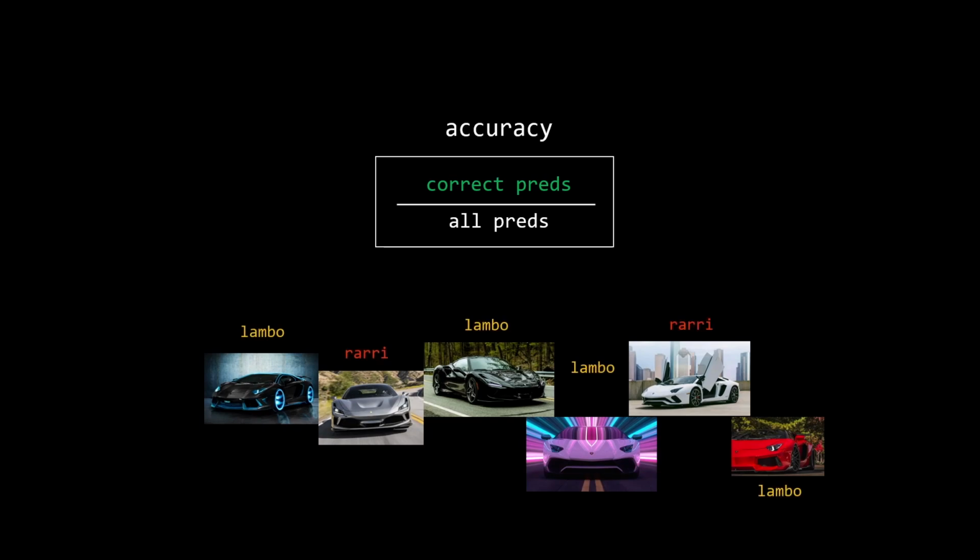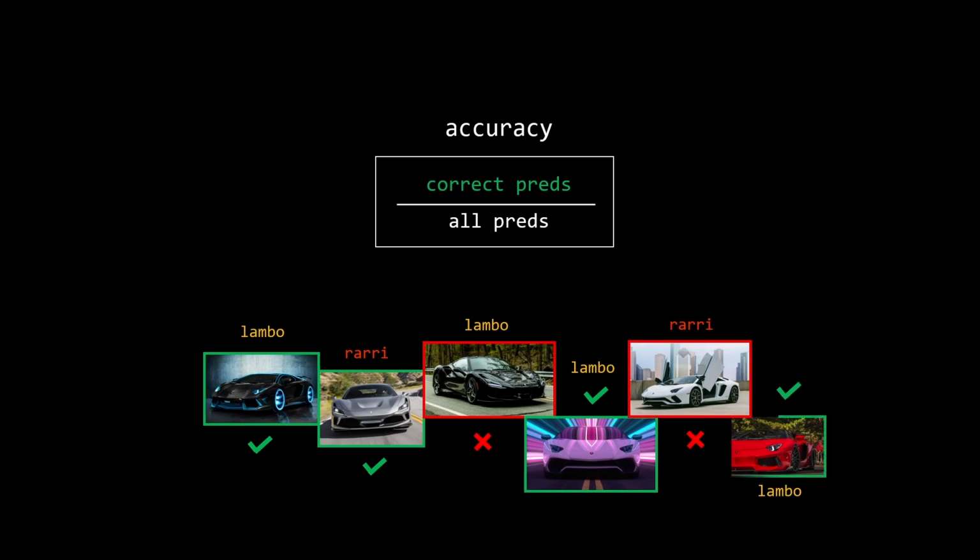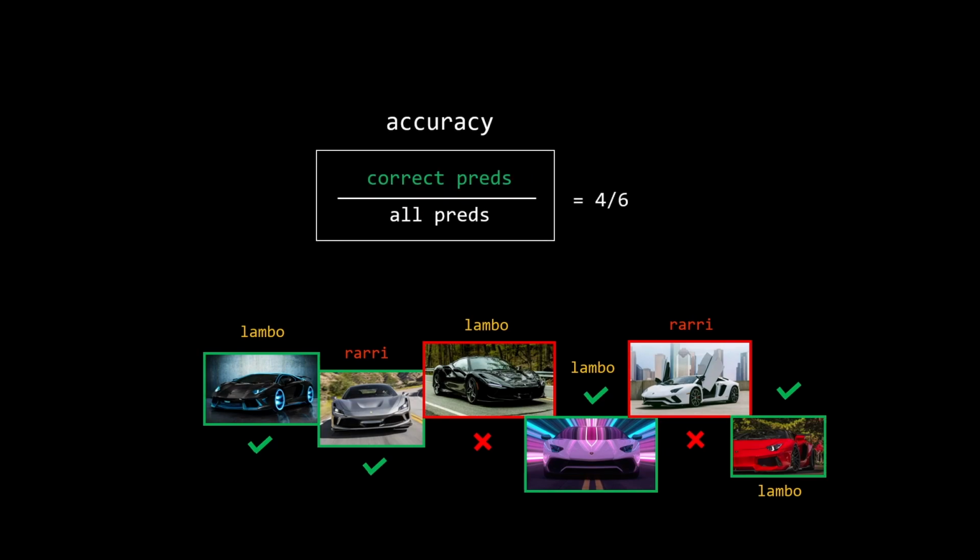Okay. Now, if you go through each of these one by one, we can say that for the first one, the model correctly predicted a Lambo. It is a Lambo. For the second one, it correctly predicted a Rari. It is a Rari in the image. For the third, it messed up. It incorrectly predicted a Lambo, but we see a Rari in the image. And so on and so forth. Correct, incorrect, and correct. Okay? And given just this subsample, we can say that the accuracy is 4 correct predictions out of the total 6. So an accuracy of 66%.